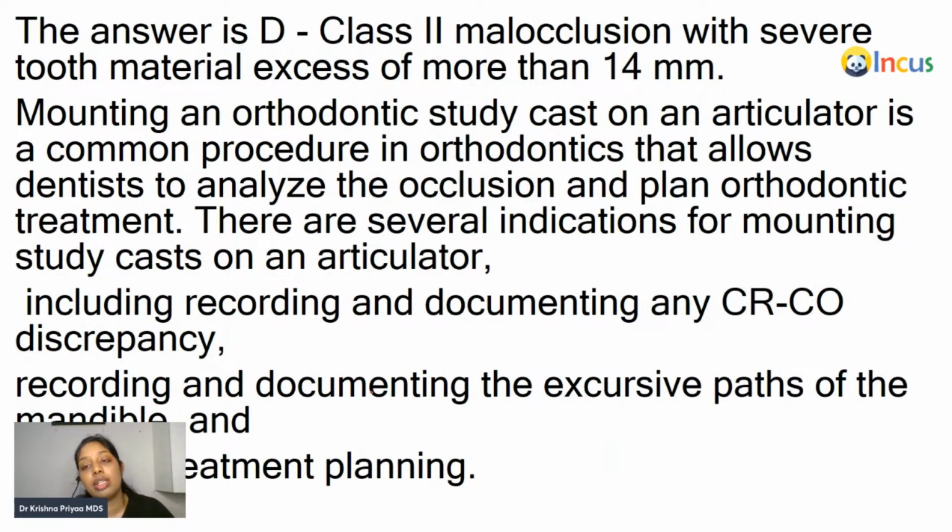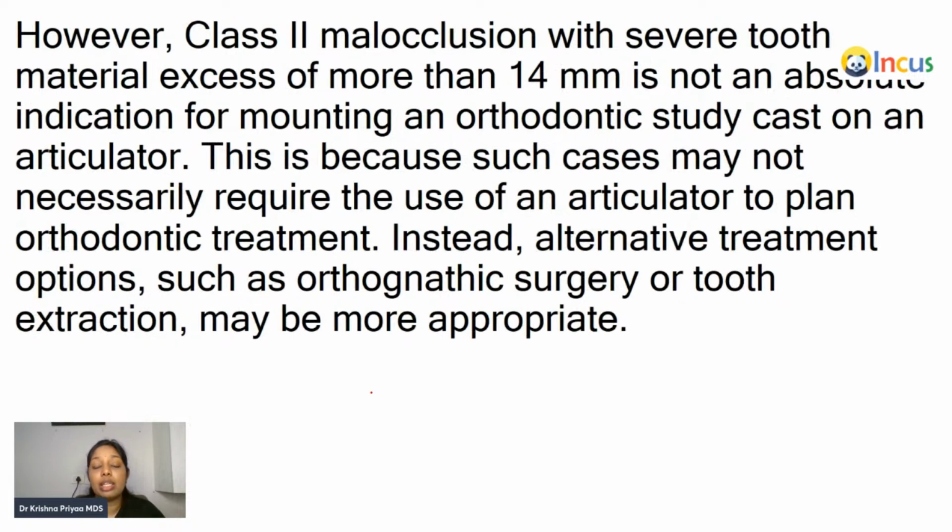Mounting an orthodontic study cast on an articulator is a common procedure which shows the position of the mandible with respect to the maxilla, and we also have a bite with which we refer to its position. Several indications for mounting the cast on an articulator include CR-CO discrepancy identification, identifying the excursive path of the mandible, and surgical treatment planning, which is done by mounting it in an articulator and making cuts so that we can see how the mandible moves when the cut is made.